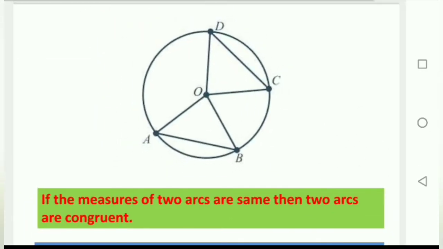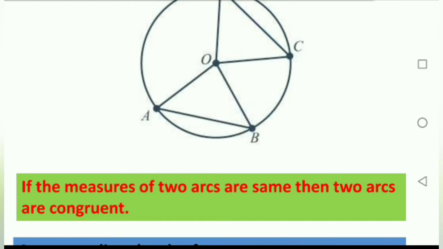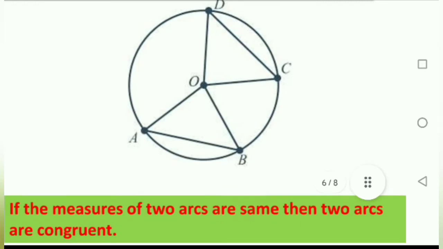Then we have studied the relation between the arc, central angle and the chord. So if the measures of two arcs are the same, now you can see your arc CD and arc AB. Suppose both the central angles, angle BOA and angle COD, are 50 degrees, what will be the measurement of that arc? Arc CD will also be 50 degrees. Arc AB will also be 50 degrees. Correct? So if both the arcs have the same measurement, then they become congruent to each other.